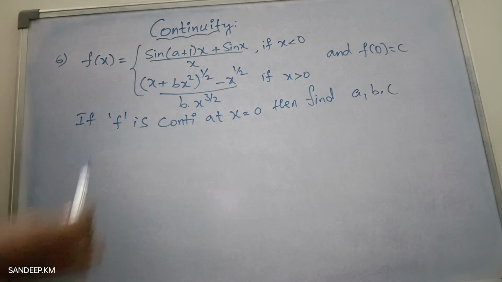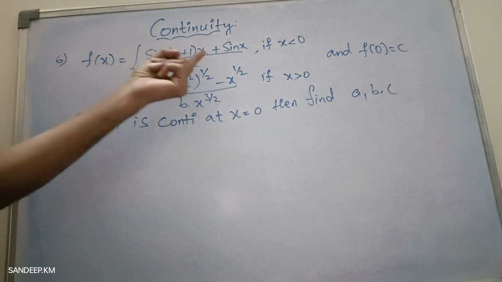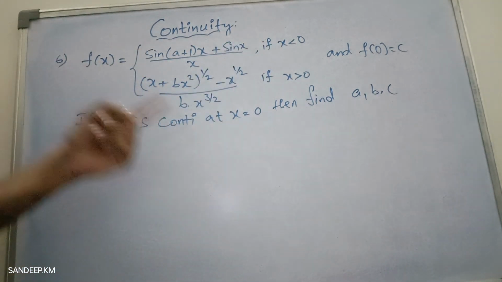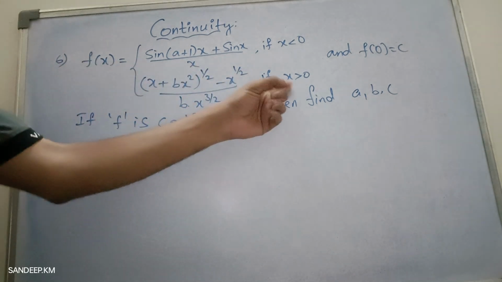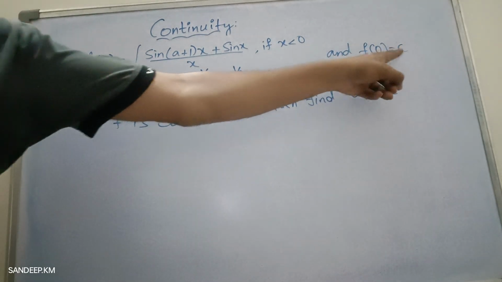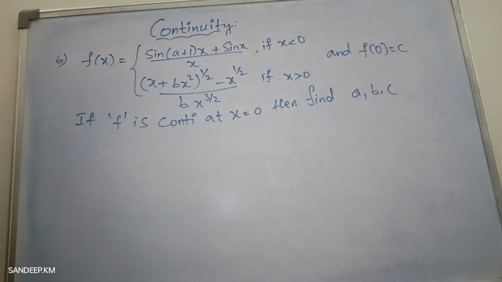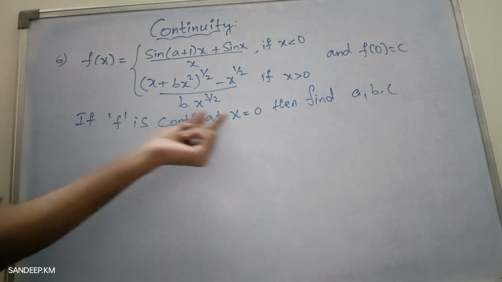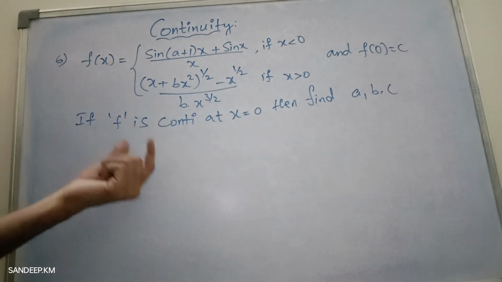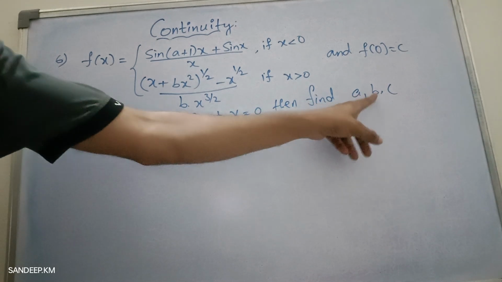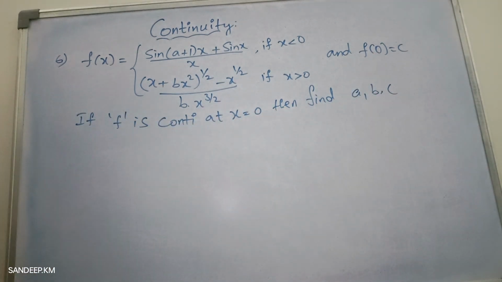Sixth question, they have given f of x. f of x is equal to this function if x is negative, and f of x is equal to this function if x is positive, and f of 0 is equal to c. Now they told that f is continuous at x is equal to 0. If that is the case, we should find the values of a, b, c. Very important model question. Application of the concept of continuity at a point.